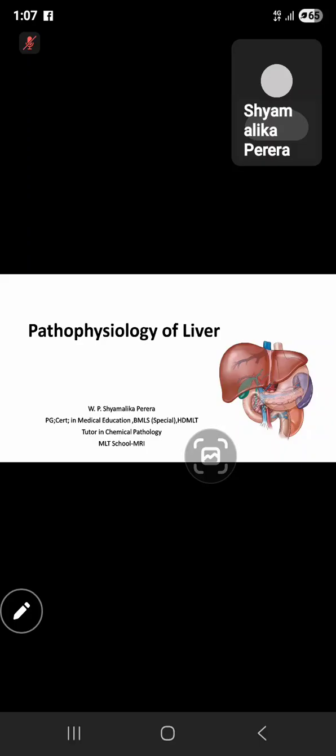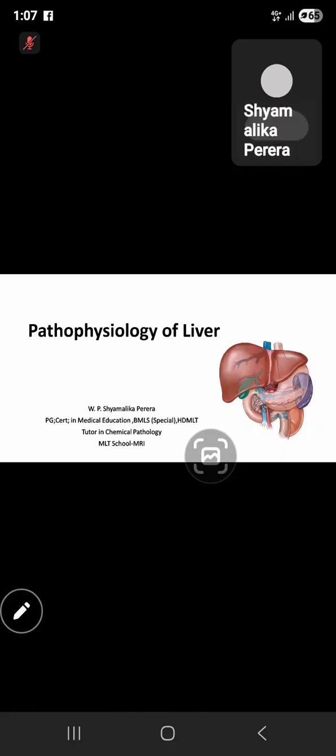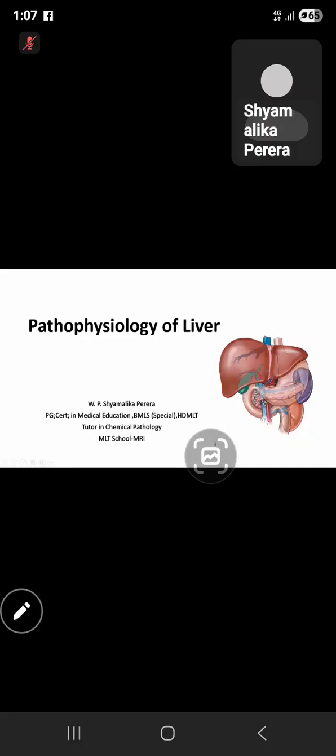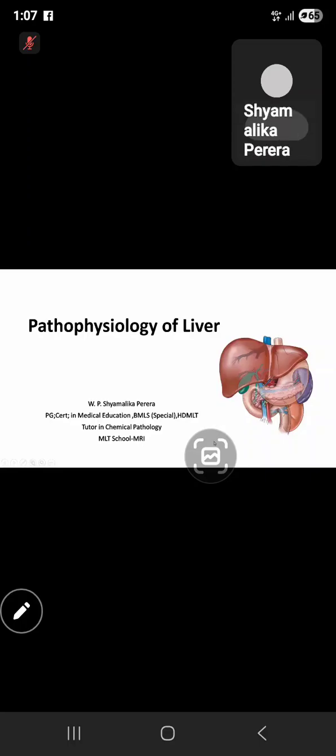Can anyone tell me whether you can see the slides? Okay. This is the third time I am joining with you. Today my topic is the liver function test. I titled it as the pathophysiology of liver, because liver function tests are mainly done to find out liver diseases.